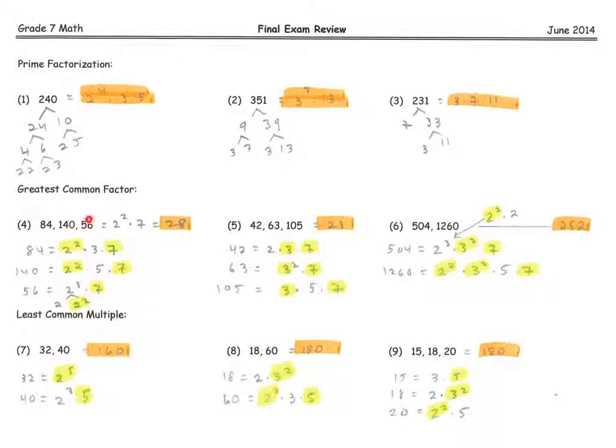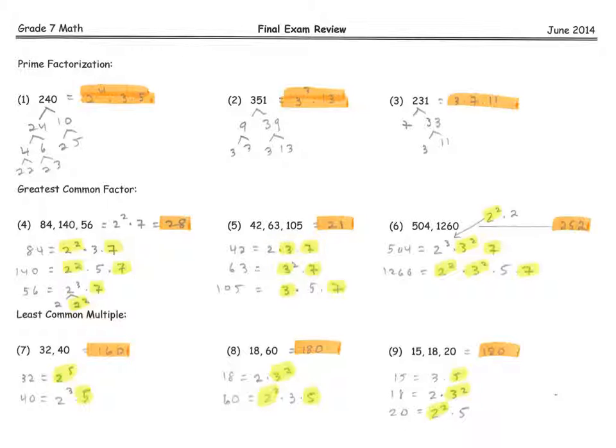Greatest common factor, what I did was I made the factorization for each one of the numbers, and you can make it with a tree or however else you want it. And the greatest common factor is the biggest number that can go into all three. So because I had 2 squared in 84 and 2 squared in 140, and 2 squared was part of 2 cubed, I knew that my greatest common factor had to have 2 squared. And since all three numbers had a 7, it also had to have a 7, and when you do 2 squared times 7, you get 28.